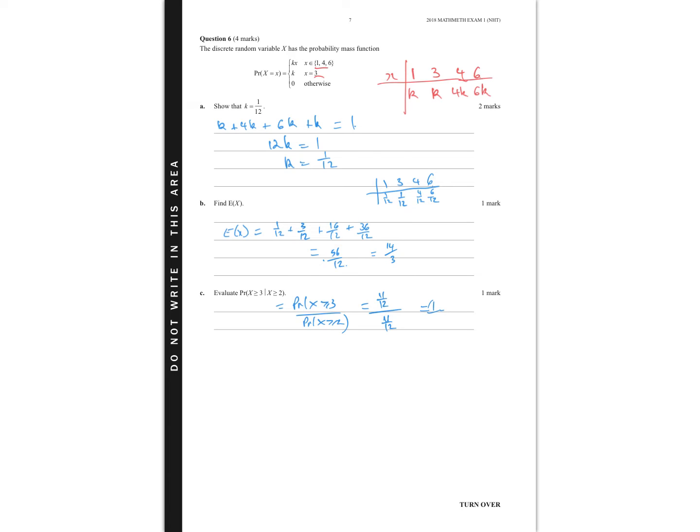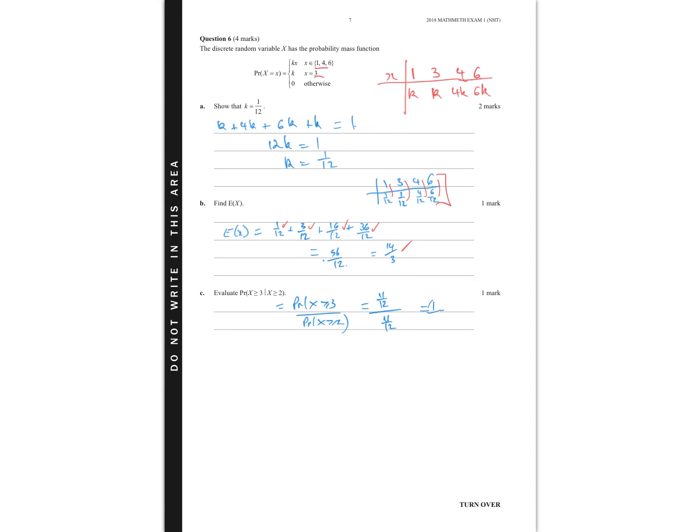So the 12k has to equal 1, so k is equal to 1/12. And there's the distribution down there. The expected value of x is x times p of x. So 1 times 1/12 is 1/12, 3 times 1/12 is 3/12, 4 times 4/12 is 16/12, 6 times 6/12 is 36/12. Add them up, I get 56 on 12. Divide both sides by 4, simplifies it a bit.